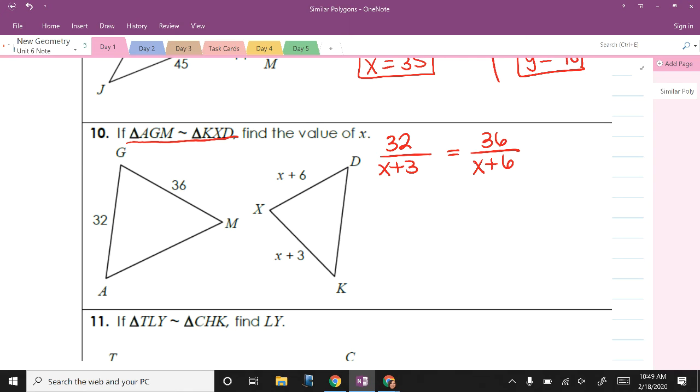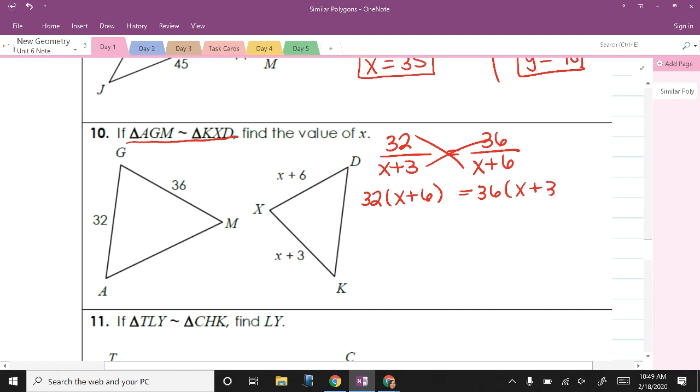All right, how do you cross multiply when you have pluses and minuses? Now remember, I taught you this. You've got to set up distributive property if you have pluses and minuses with your x's. So on one side, it's going to be 32 times x plus 6, and on the other side, it's going to be 36 times x plus 3. So if you have pluses and minuses, you've got to set up distributive property.